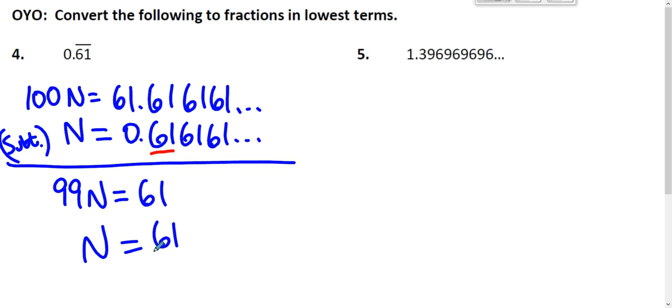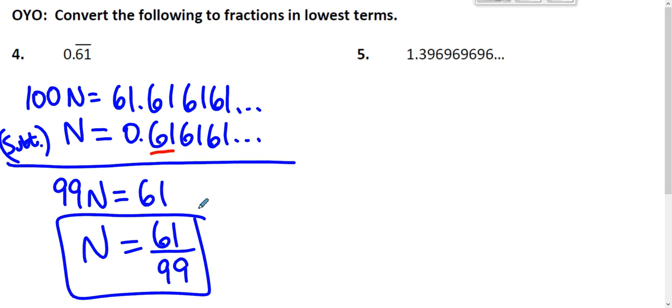And so n turns out to be 61 over 99, and we know that 61 is prime, and so that's your fraction in lowest terms. And the same sort of thing happens over here. You have 1.396969696 forever.